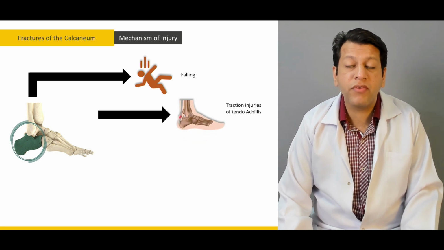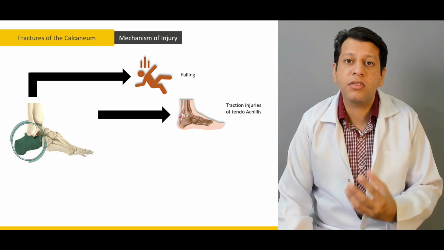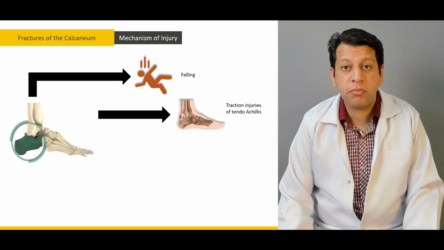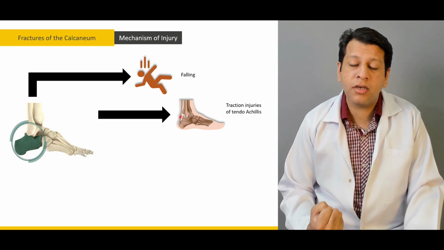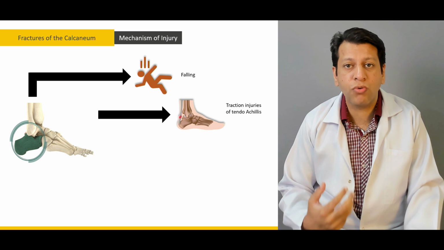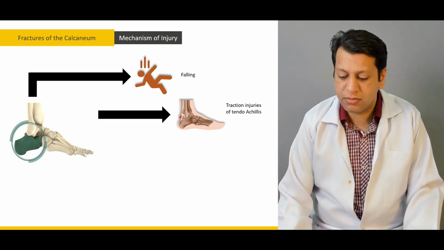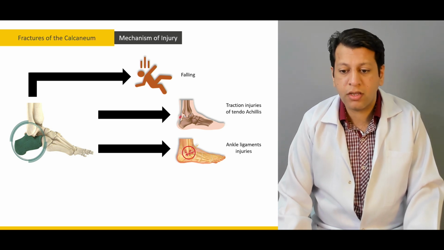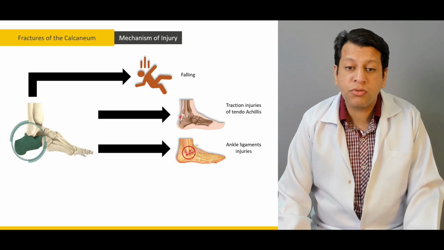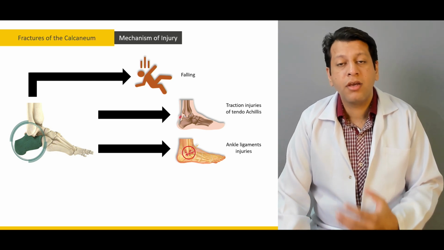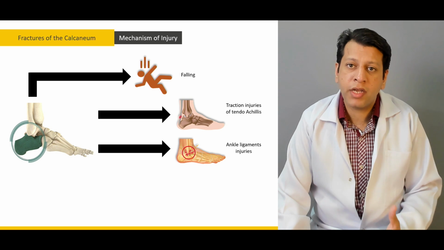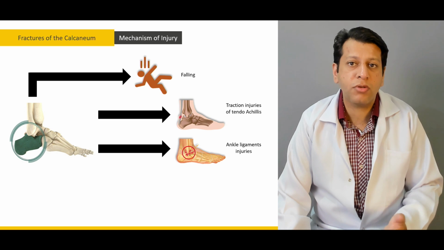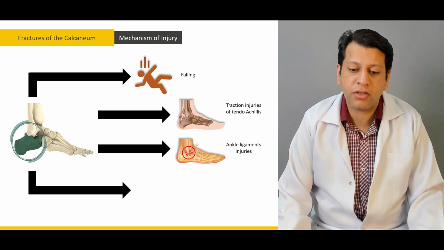Then it may be associated with isolated fractures as well as injuries of the tendon Achilles. As you know, the tendon Achilles is attached on the posterior aspect of the calcaneum, and has a role in the gait mechanism. There may be a rupture, maybe a sprain, or maybe a complete avulsion from the calcaneal bone. Then it may be associated with ankle injuries. Whenever we have a bimalleolar or trimalleolar fracture, the trauma force may be great enough to rupture the ankle injuries as well as cause associated extra-articular calcaneum fractures.